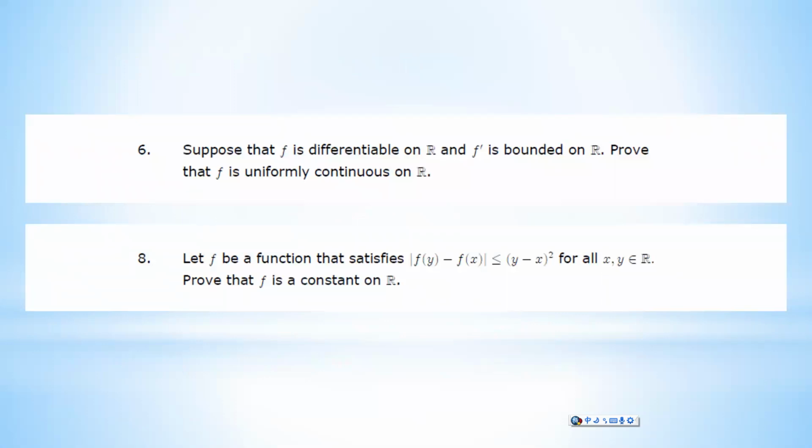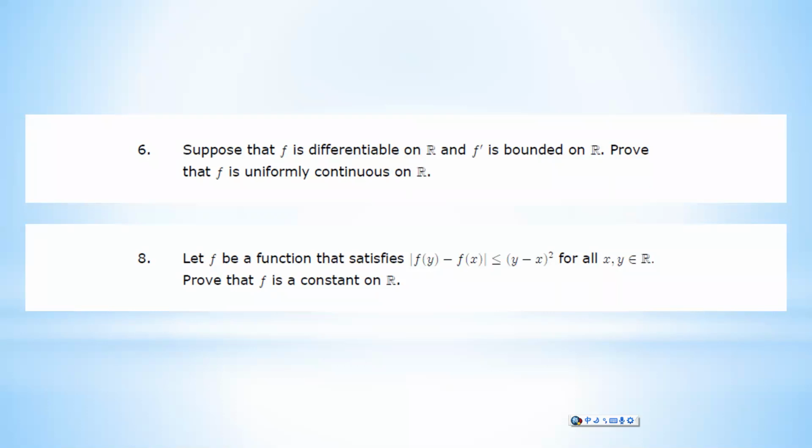Today I'm going to assign two homework problems, number 6 and number 8. Number 6 says: suppose f is differentiable on R, and f prime is bounded. The function is defined on the entire line, and the derivative of f is bounded, meaning the absolute value of f prime of x is smaller than a certain given number. Then prove that f is uniformly continuous. Think about it, this is connected to the mean value theorem.